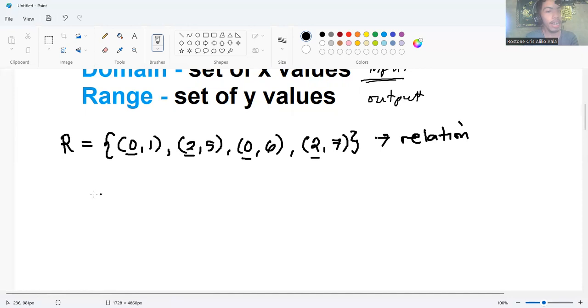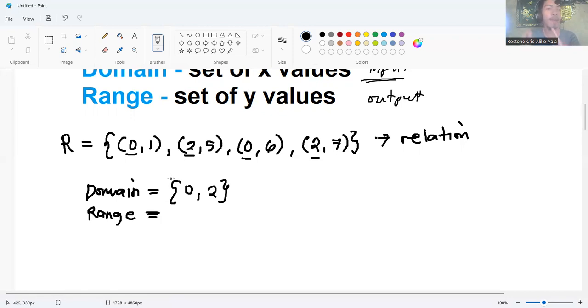So, kung i-collect natin yung domain, so domain is the set of 0 and 2. Kasi, yun lang yung ating domain or yun lang yung mga first element. Okay? So, 0 and 2. Eh, paano naman yung ating range? So, yung range natin are the numbers or the elements on the second one on the ordered pair.